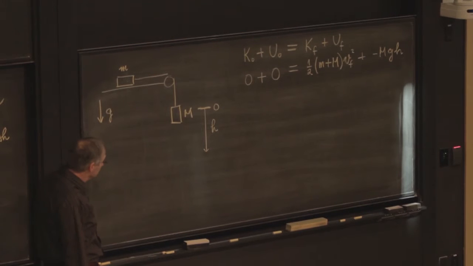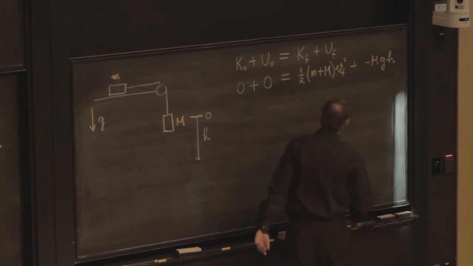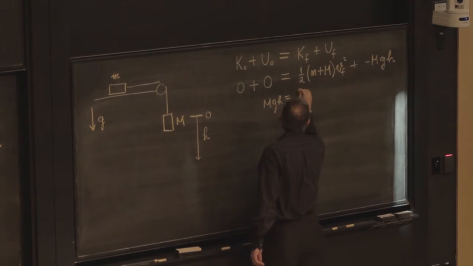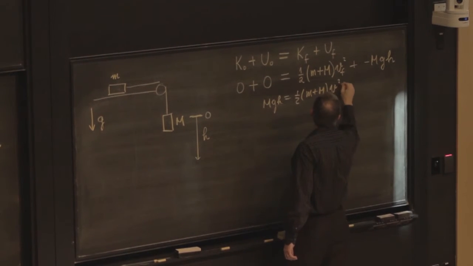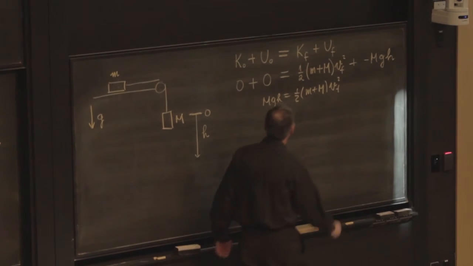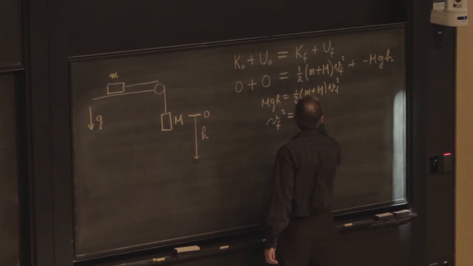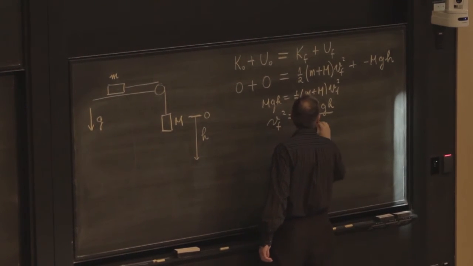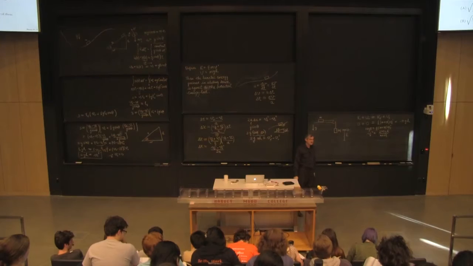Now let's go back. Okay, so maybe I finish solving this, and I get mgh is equal to 1/2 (m plus m) v final squared. So I can solve for v final. V final squared is equal to 2mgh over (m plus m), and take the square root. So that worked.